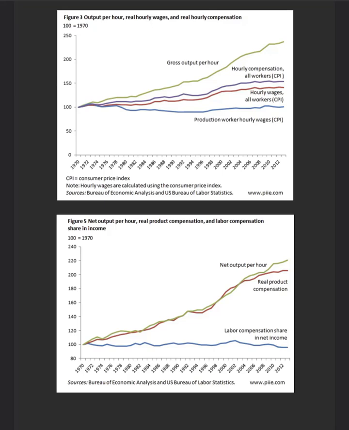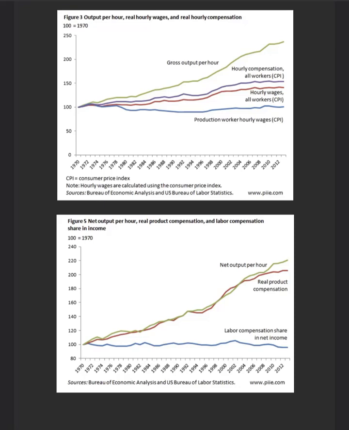Now, there's some counterpoints to that, right? Which is the important part, right? So labor's this line's really confusing, actually. So let's look at the other two lines really quickly. Net output per hour going up. Real compensation. So what's the difference? Hourly compensation, hourly wages, real product compensation. So when you count for everything, not just hourly wages, suddenly these two are not very far apart, right?